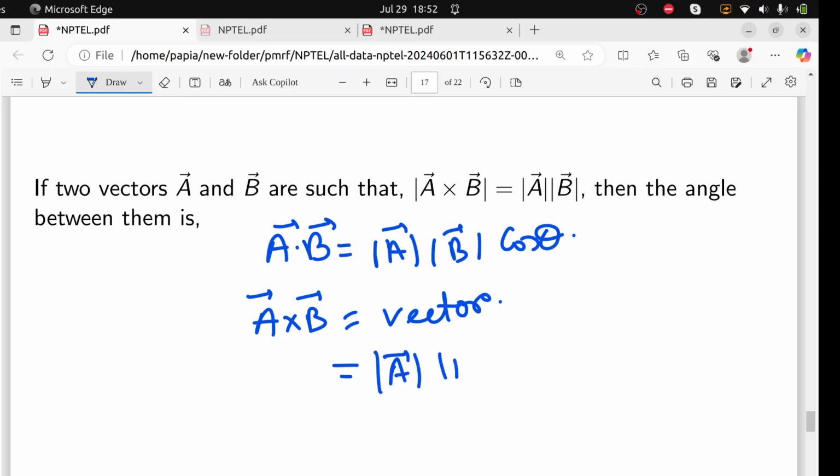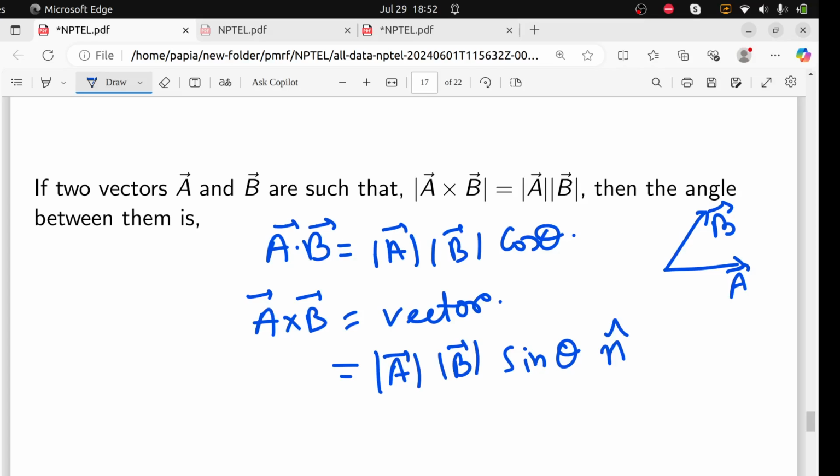Mod A mod B. Now you can see these two are directionless, and sin theta is also directionless, but as it is a vector, there should be some direction. What is the direction? It should be n cap. So what is n cap? Let's say I have here a vector and b vector. So the direction of the area which is containing A and B vectors.